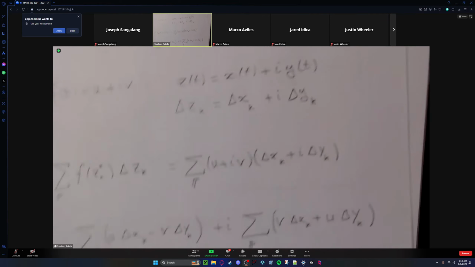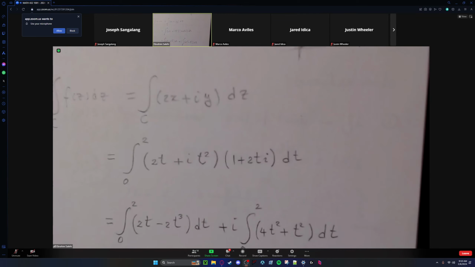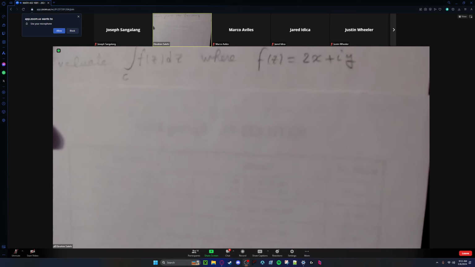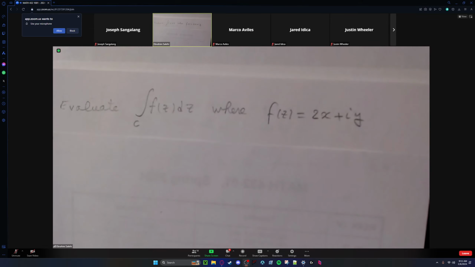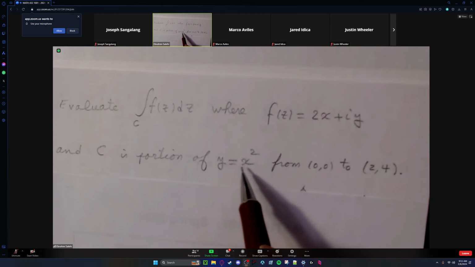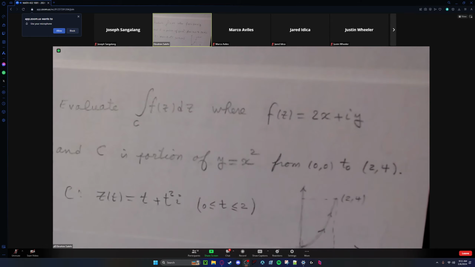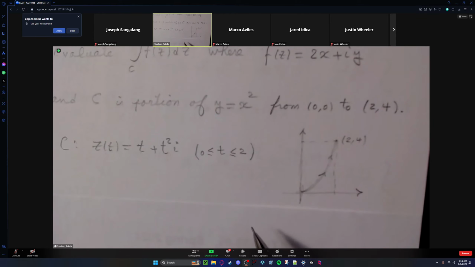Now, how do we use this? Here is how. Suppose the function is this function. You want to integrate over a curve, and the curve is given by y equals x squared. It's a sort of parabola, but it says from (0, 0) to (2, 4). So this portion of the parabola. You're going to move from here to this point.